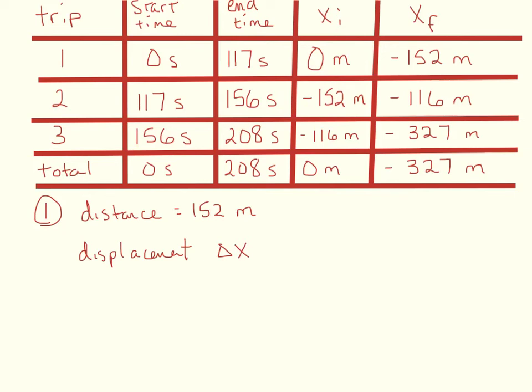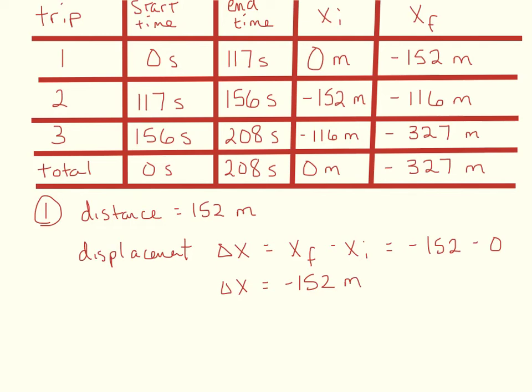Delta anything is always final minus initial. So for trip 1, my displacement is going to be my final position for trip 1 minus my initial position. In this case, it's just going to be negative 152 minus 0. So my displacement ends up being negative 152 meters. You'll notice that my distance and displacement are the same magnitude. They're both 152 meters. But what that negative does is tell me that this 152 meters is to the left. So another way I could write that delta x is 152 meters to the left.